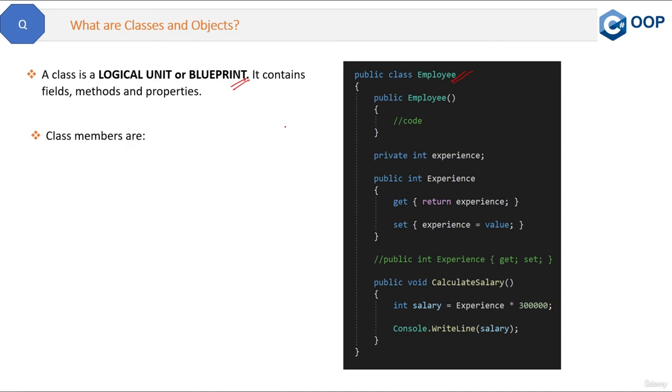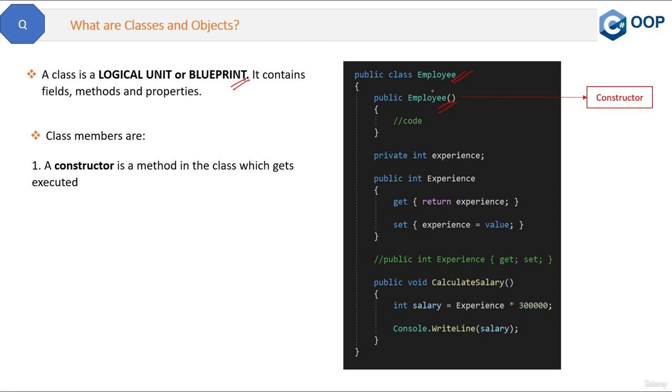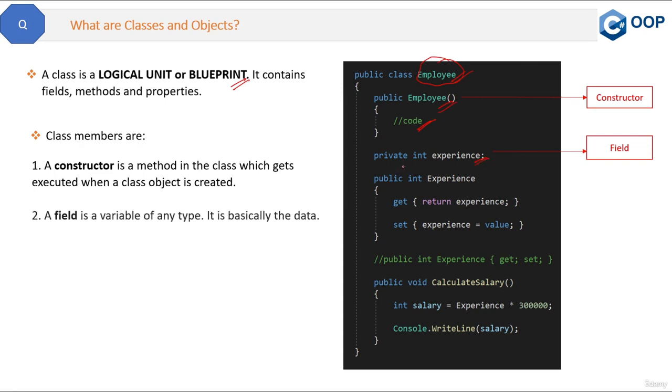So first class member is constructor, whose name is similar to the class. See, it is Employee here, right? A constructor is a method in the class which gets executed when a class object is created. So whenever you create the object of this Employee class, the code inside this constructor will automatically execute. Now we will cover constructor in detail in upcoming videos, okay? Second class member is field, which is experience here. A field is a variable of any type. Here the type is integer, or you can say a field stores the data in your application.